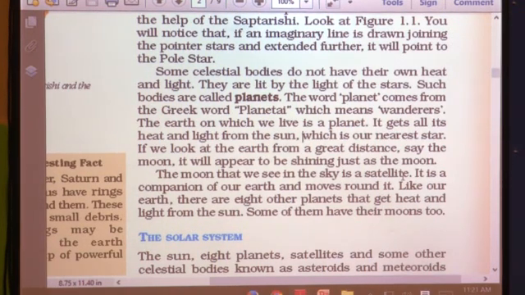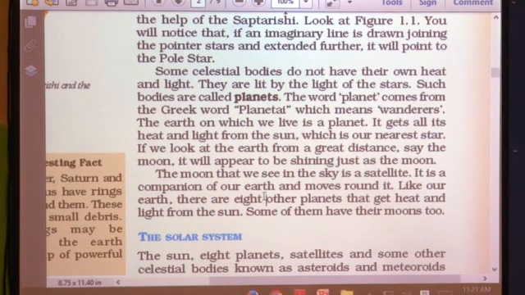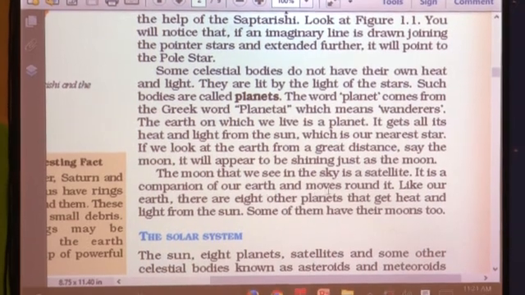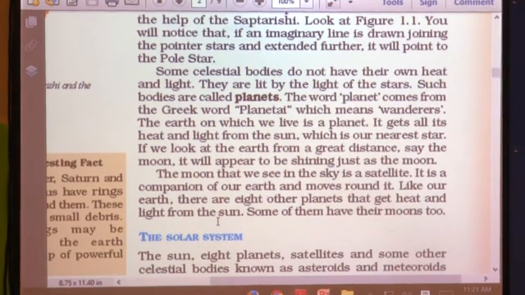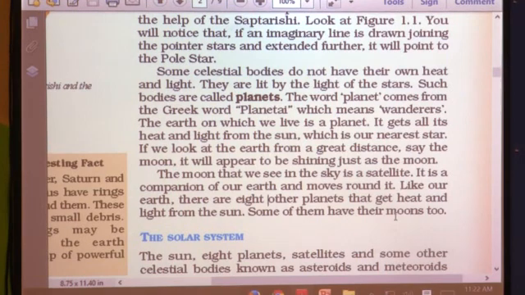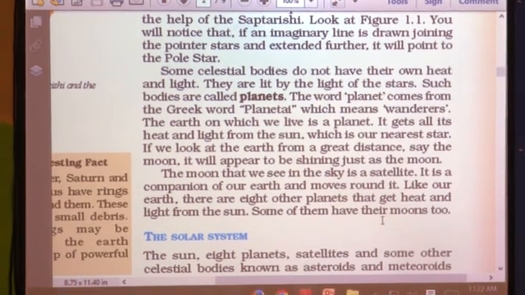The moon that we see in the sky is a satellite. Okay, the moon is a satellite, children. It is a companion of our earth, like a friend of our earth, and it moves around it. Okay, it revolves around the earth. Then, like our earth, there are 8 other planets, and they get heat and light from the sun. Understood? Like earth, in the same way the other planets too get their heat and light from this sun. And some of them have their moons too. Some of the planets have even more than one moon.